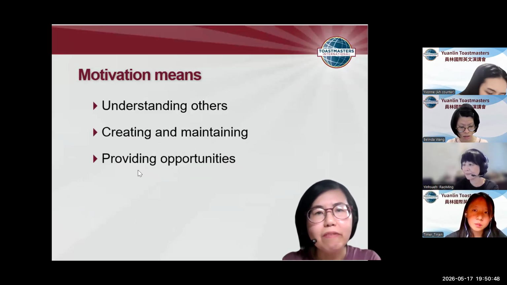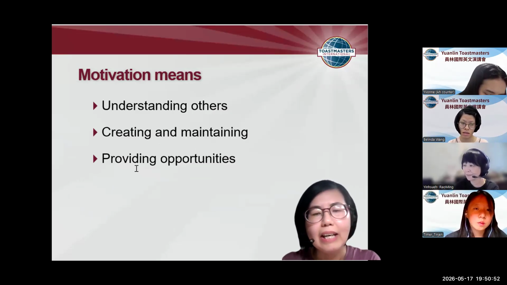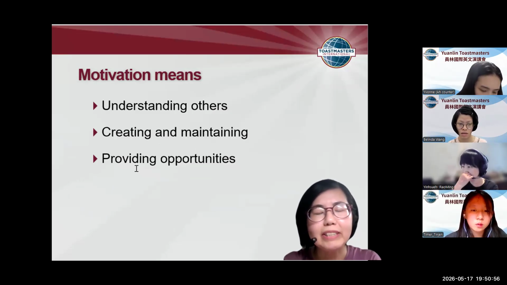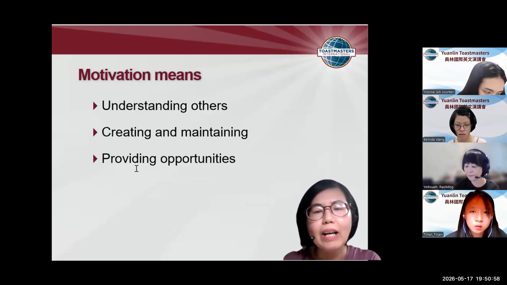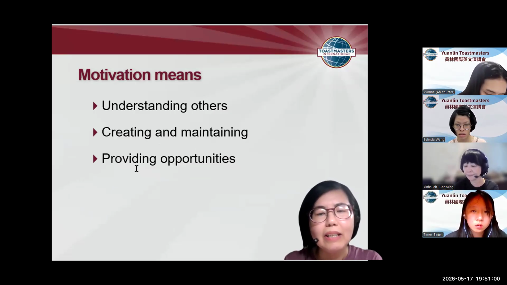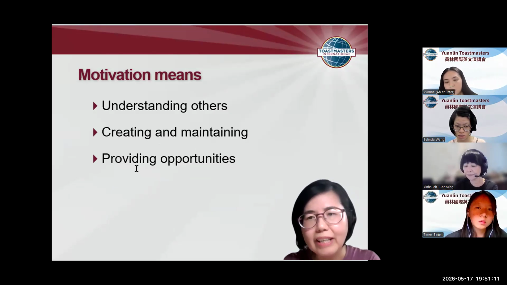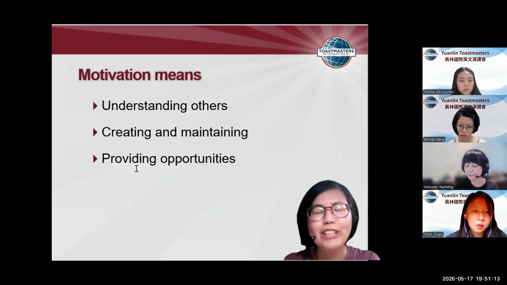What does motivating mean? First, understand people before motivating them. Understand their personality and their preference. Just like giving a gift, you should give people what they like, not what you like.